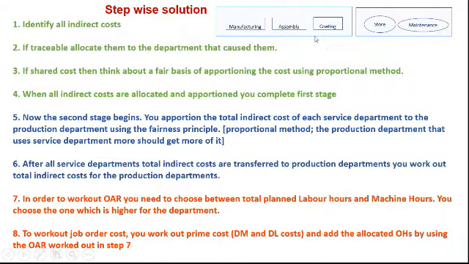For example, take maintenance costs: the machinery requires maintenance. So the department that has got the machinery gets a share in the same proportion. So look at the value of the machinery.